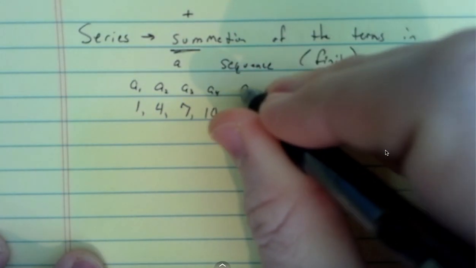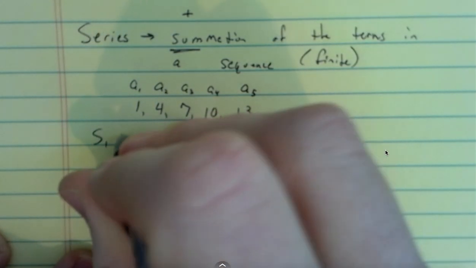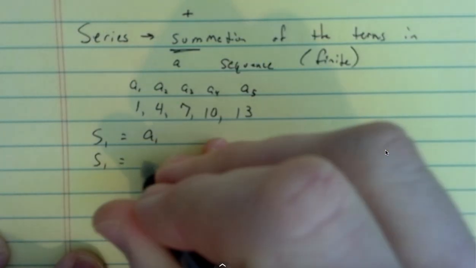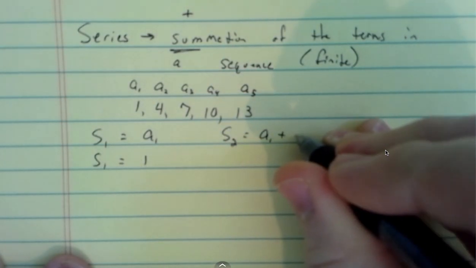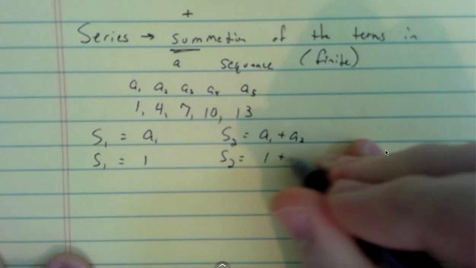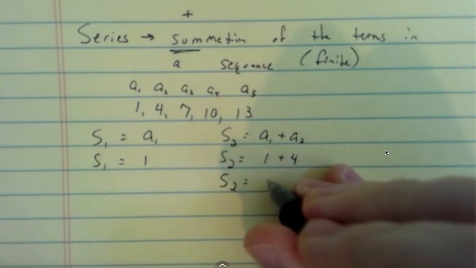So remember that this is a sub 1, a sub 2, a sub 3, a sub 4, and a sub 5, right? So I can define S1. S1 is simply going to be A1. So for this one, S1 is equal to 1, because that's the first term in my series, all right? Now here, S2 is going to equal A1 plus A2. So in this case, S2 is equal to 1 plus 4, because A1, A2. So S2 is equal to 5, right?